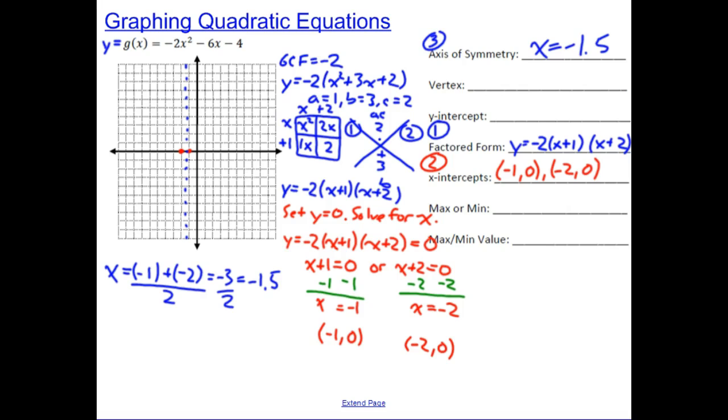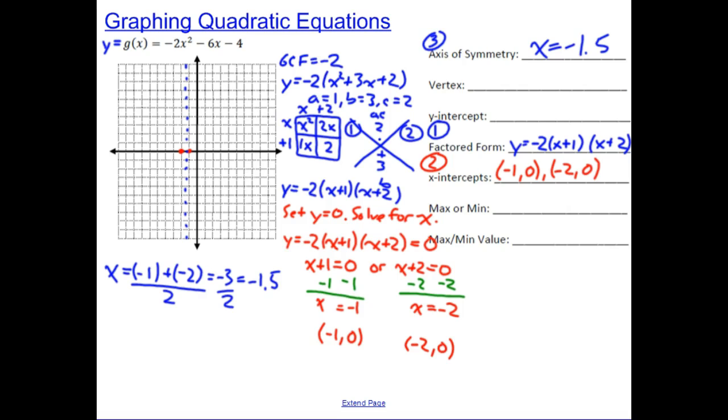Now that I have my axis of symmetry, I look for the vertex. The vertex is that point that's right in the middle of my graph, so it's always going to lie on the axis of symmetry. And if I know that, that means I know the x value, it's -1.5. So to get the vertex, I'm just going to plug x equals -1.5 into my equation.